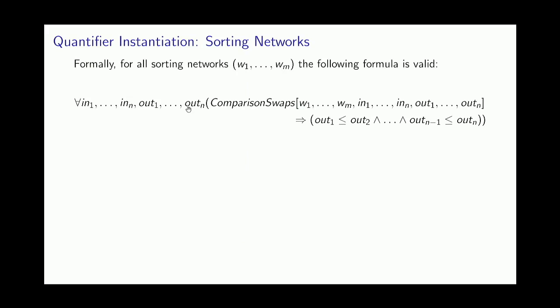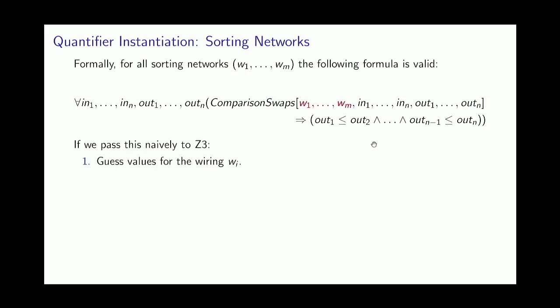And we can then represent this as a first order, respectively a bit vector formula that says we have a wiring given by W1 to Wm, and for all inputs in 1 to in n and out 1 to out n, if we do the conditional swaps given by the wiring, then the output is finally sorted at the end.